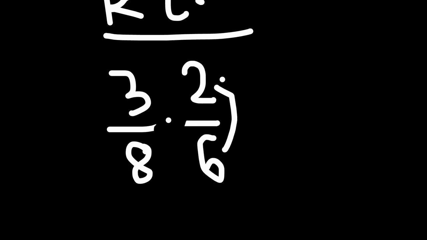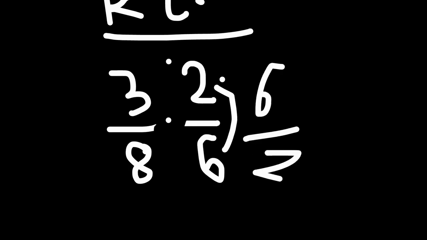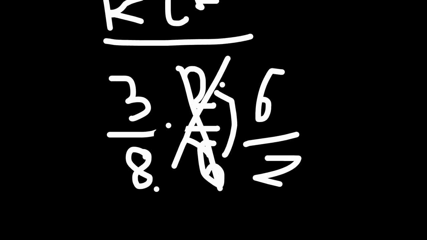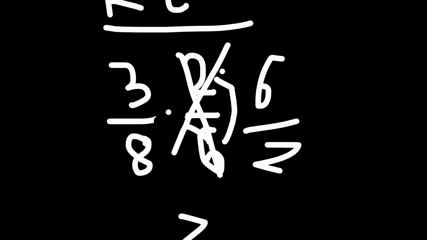So the 2 becomes a 6, and this becomes a 2. And we can just X this out for now, because I don't have an eraser that erases the background too. So now we've got 3/8 times 6/2.